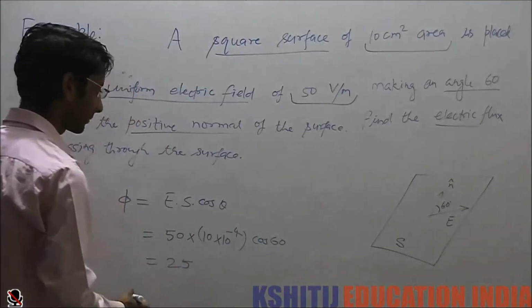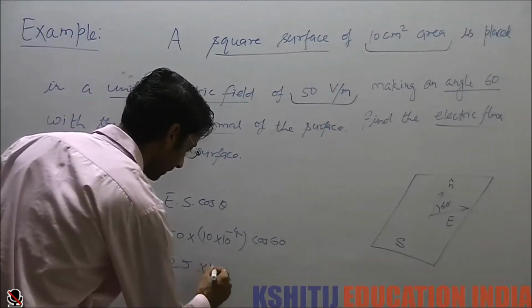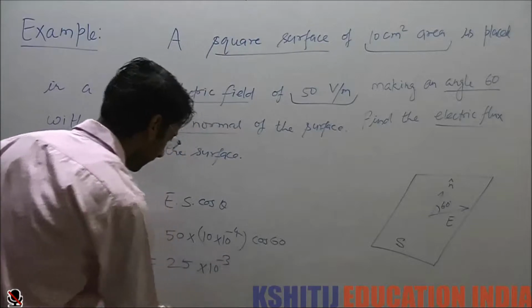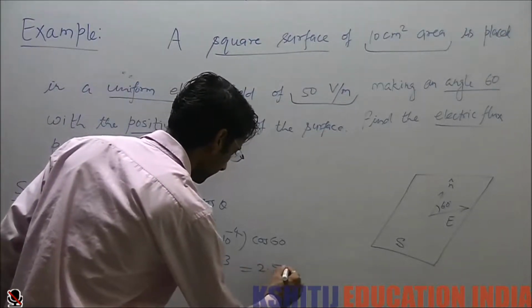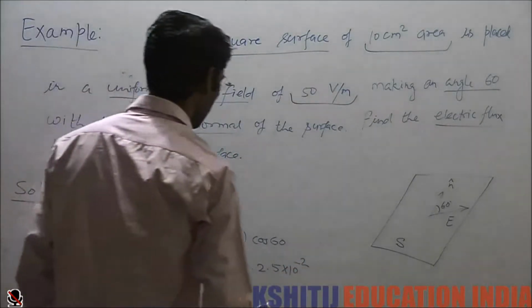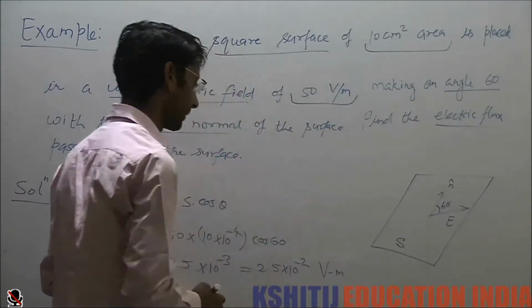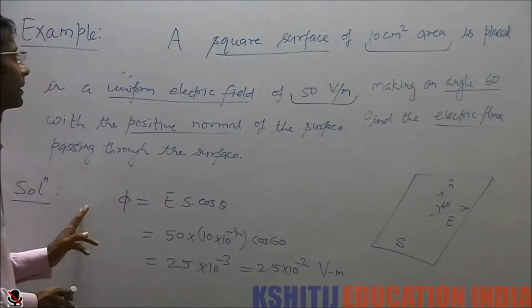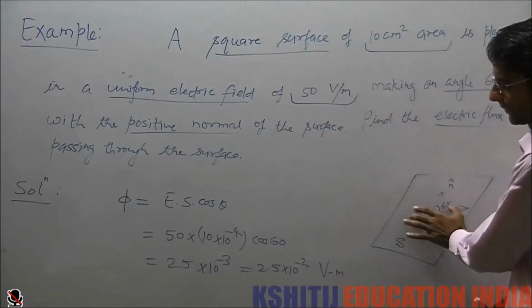25 into 10 to the power minus 3. Or you can simply write it as 2.5 into 10 to the power minus 2. This much volt-meter can be our answer. So this will be the answer for the electric flux passing through the surface.